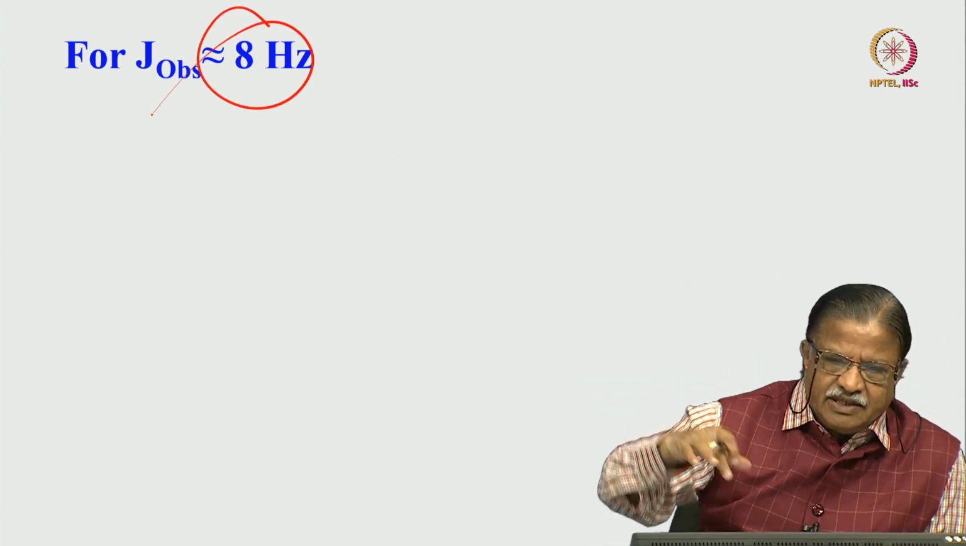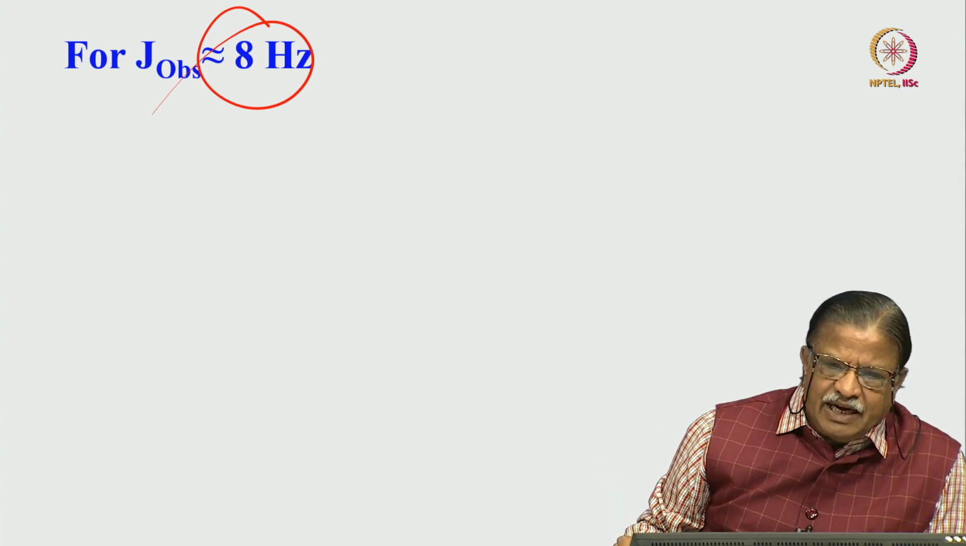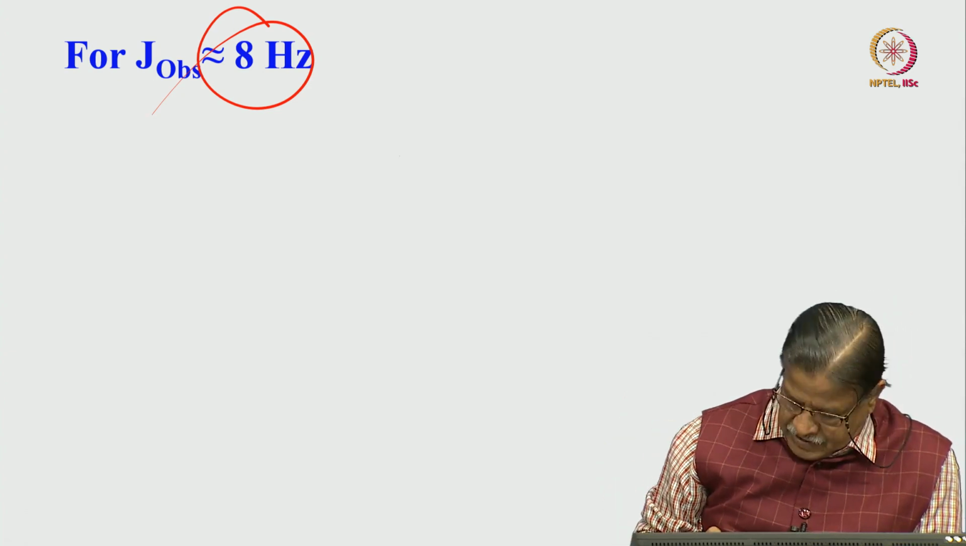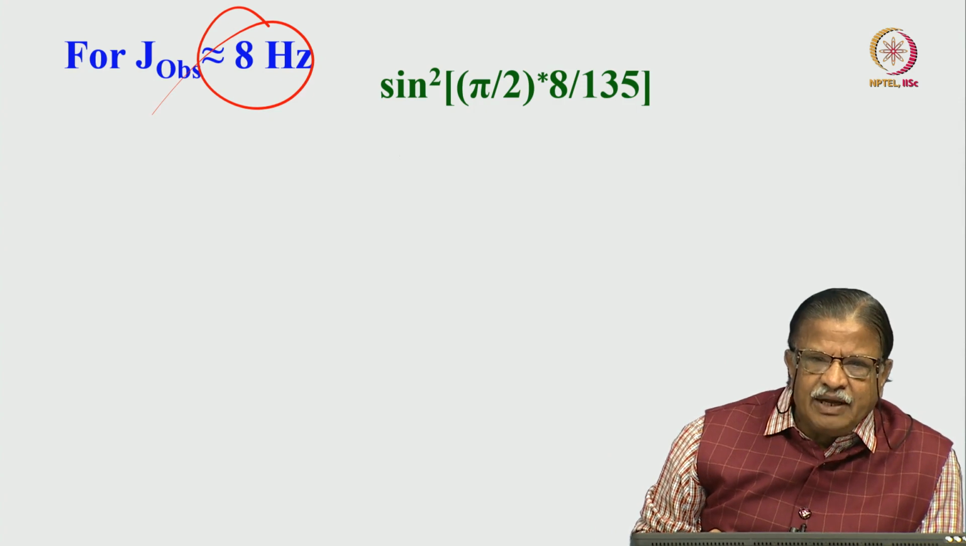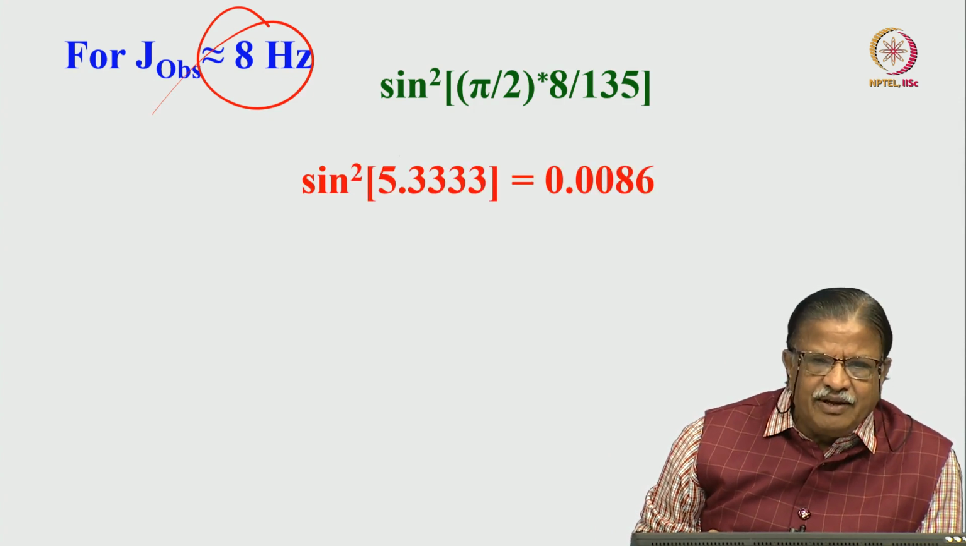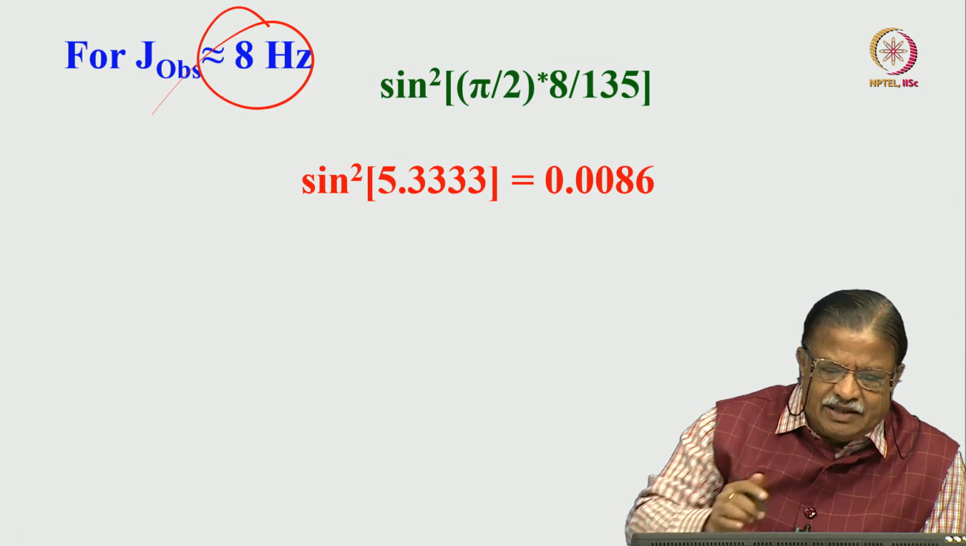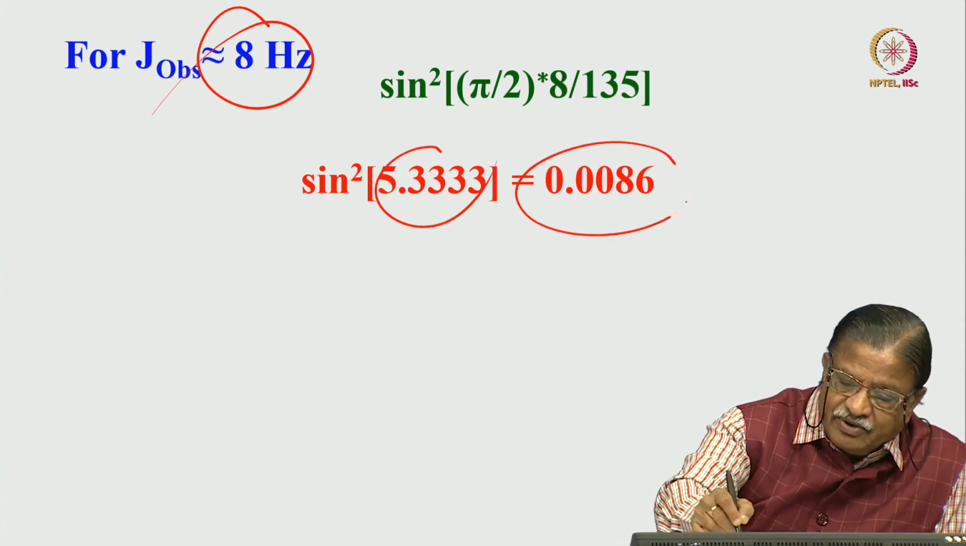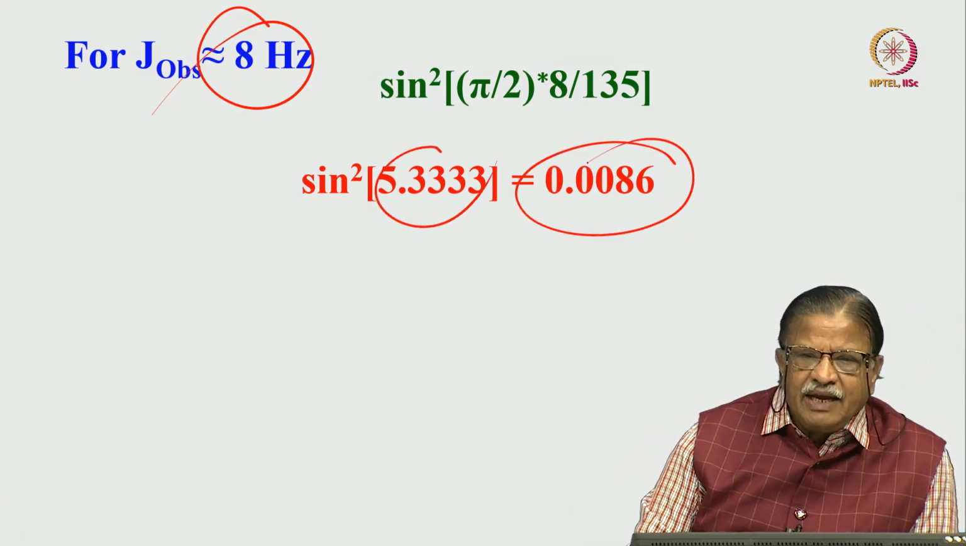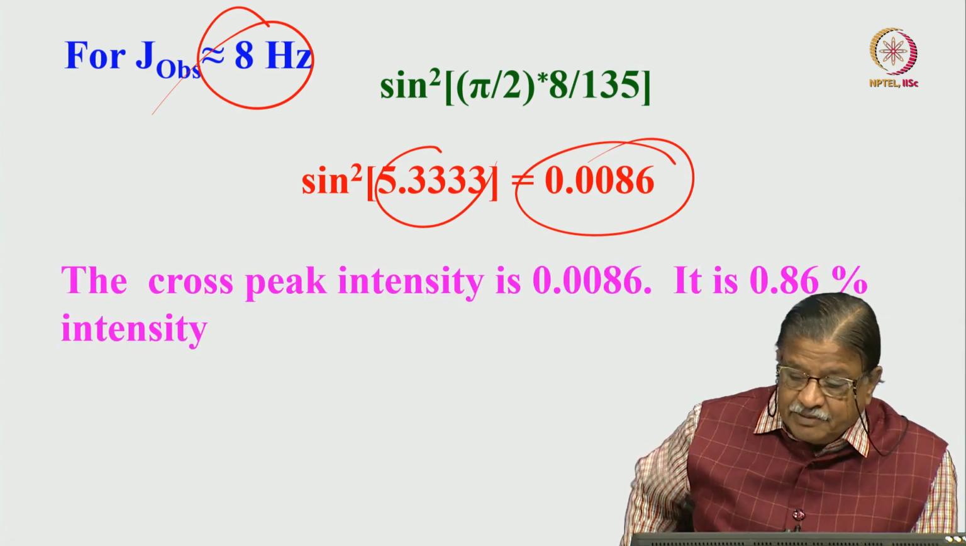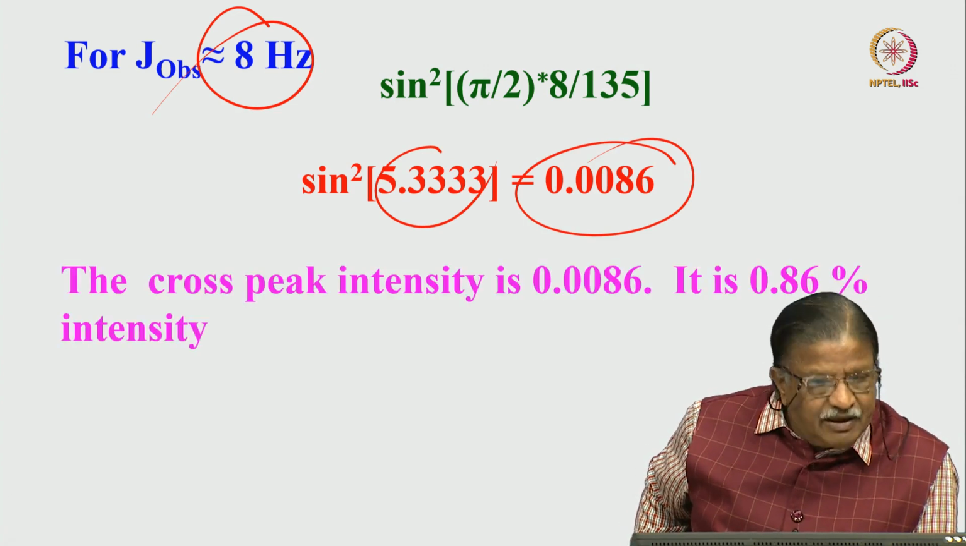Okay, you may say 4 Hz is not a realistic value. Let us take some other value, 8 or 10 Hz, 15 Hz, it doesn't matter. We will see 8 Hz. Let us see double the long range coupling: instead of 4 Hz, I look for a peak which is 8 Hz. Why don't I see that? We plug in this value, sin squared of pi by 2 times 8 over 135, and this is 5.333, and sin squared of that is 0.0084. What does it mean? The intensity is 0.86%. Even then you don't see it.